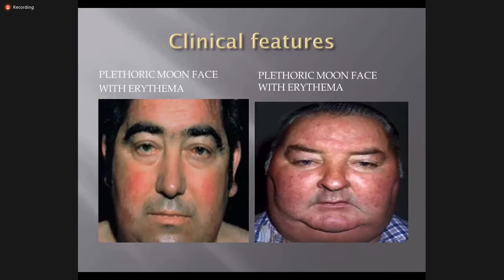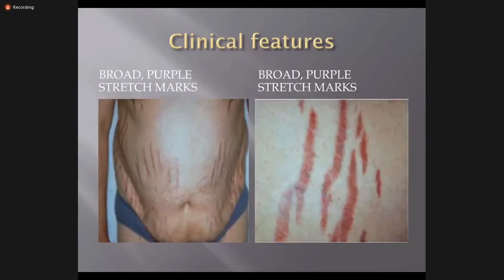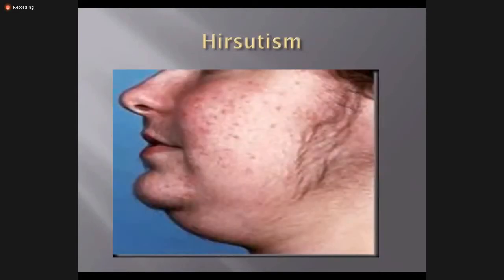So facial plethora, moon face, of both persons with facial plethora. This is a typical Cushingoid face. These are typical purplish, stretched marks on the anterior abdominal wall, striae, which are characteristic of Cushing syndrome. Hirsutism, which is excessive hair growth on the face, as well as acne, are also features of Cushing syndrome.